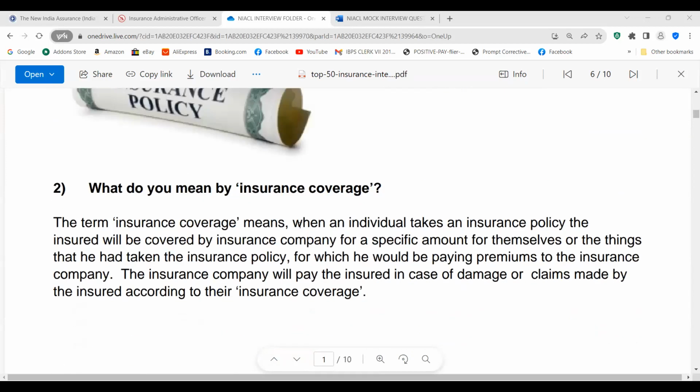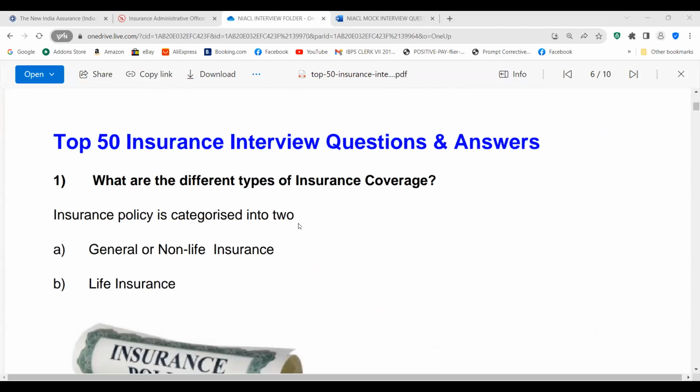Next is, what do you mean by insurance coverage? Who can answer this? What is insurance coverage offered by NIACL? Who can try to answer this? Can I try? Yeah.